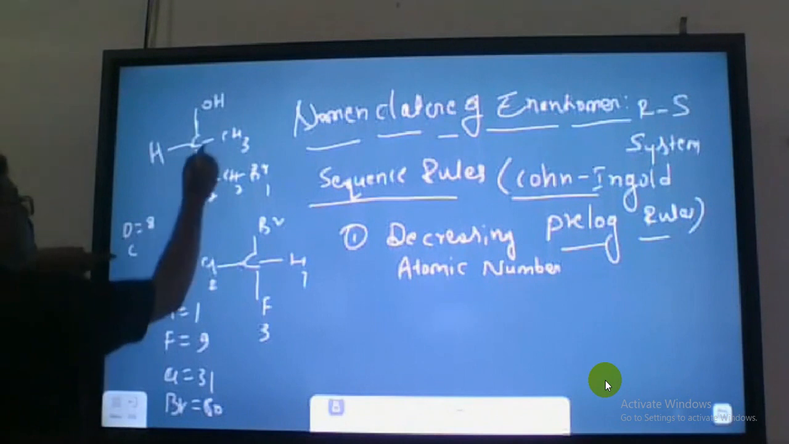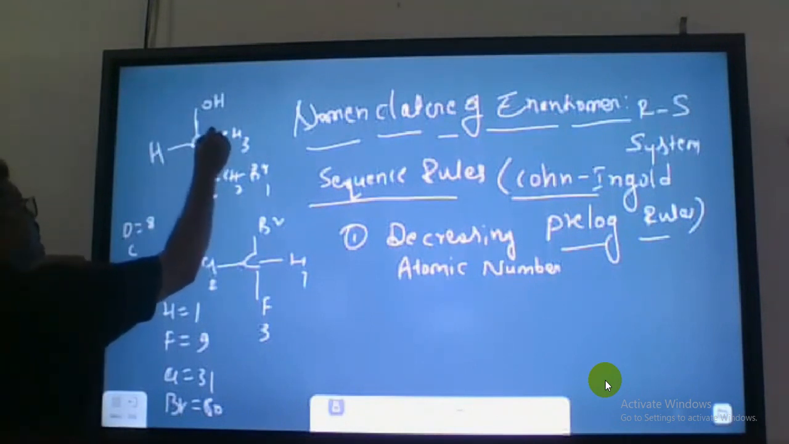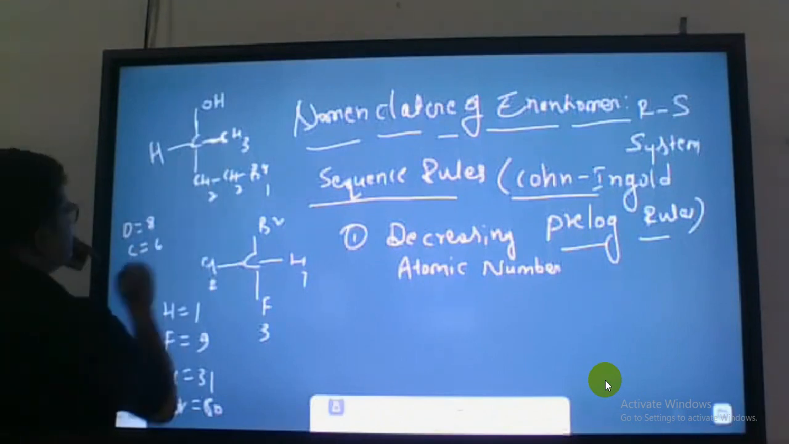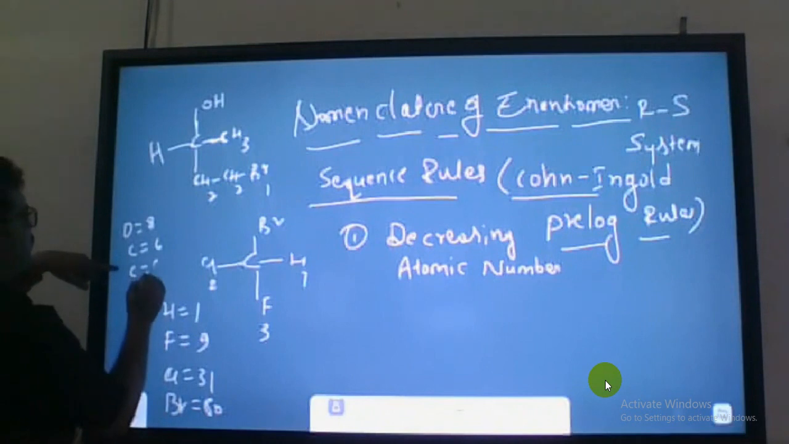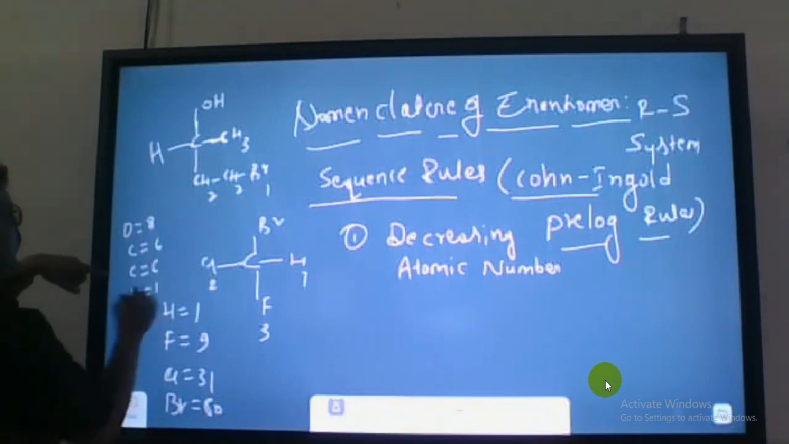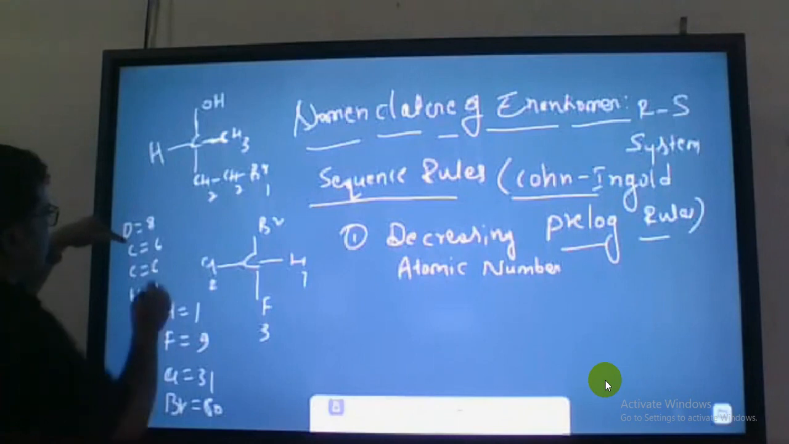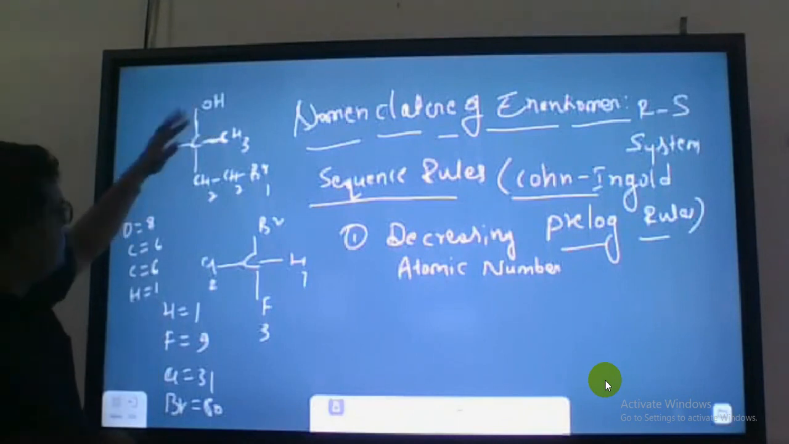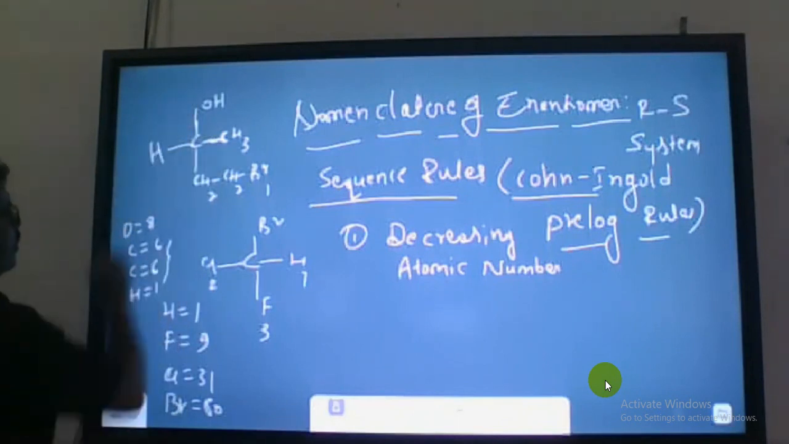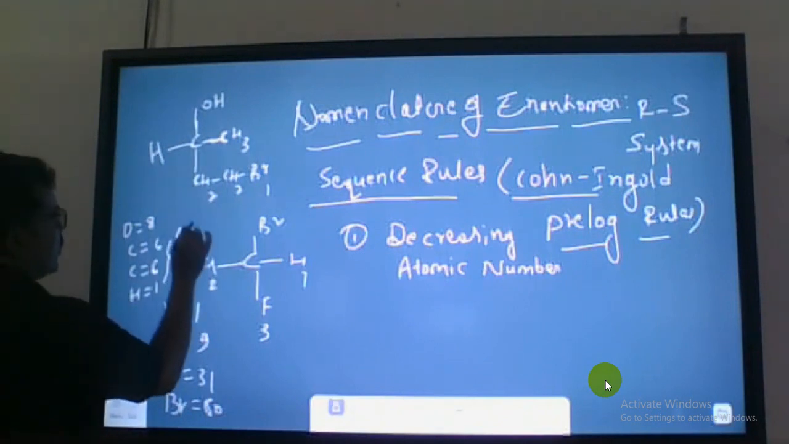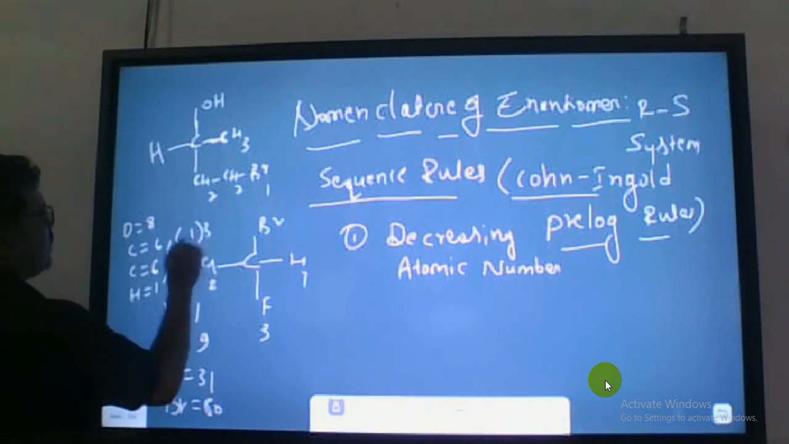CH3 means carbon. First you have to take the first attached atom. This atom you have to consider. So what is the atomic number of carbon? 6. Next, this one 6. Hydrogen 1. See, oxygen 8, carbon 6. This chiral carbon is attached to this carbon, so 6. But here, both are the same. Observe the next attachment. The carbon is attached to 3 hydrogens. 3 hydrogens means atomic number only 1.